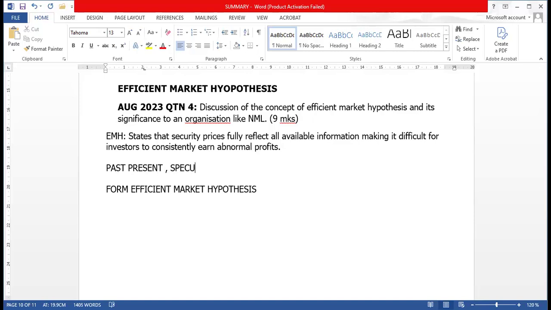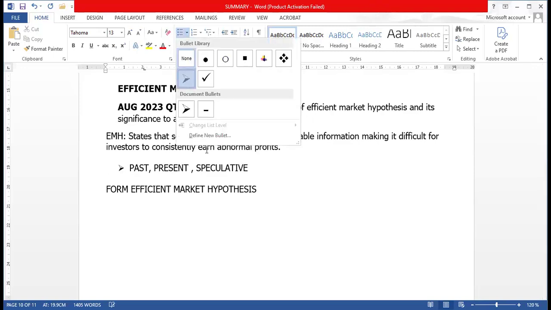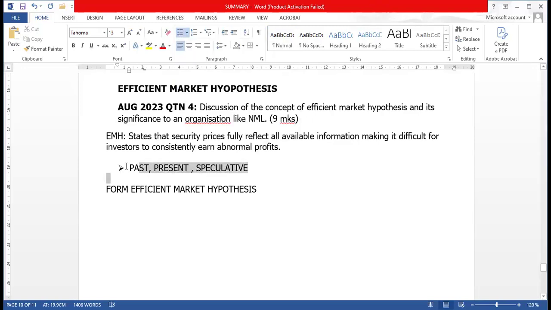Exactly. It may not be possible, as you have intimated, that the prices reflect all the information. And I think that's one of the weaknesses. Yes, thank you. All right, that is great.